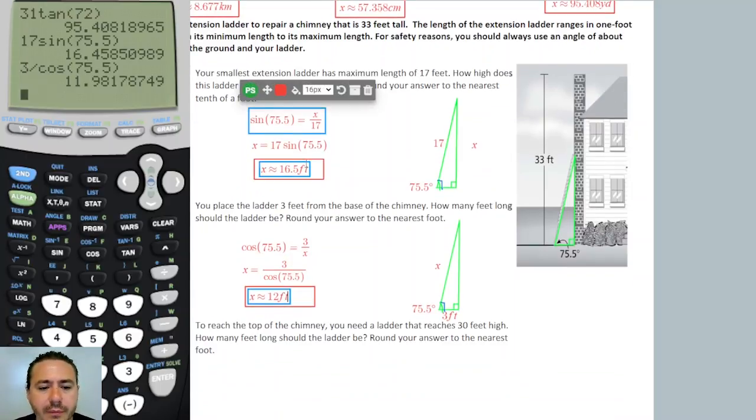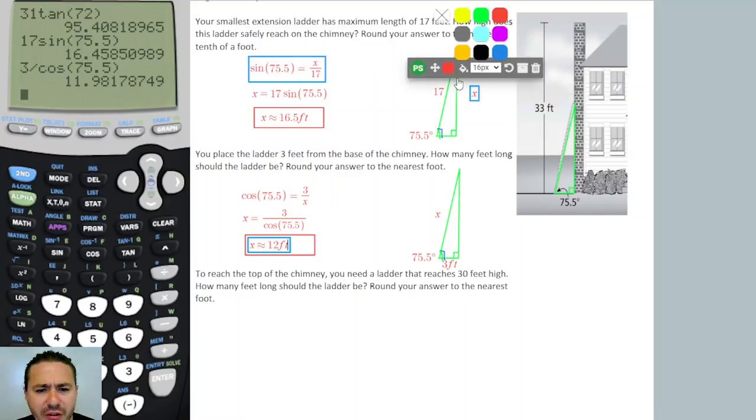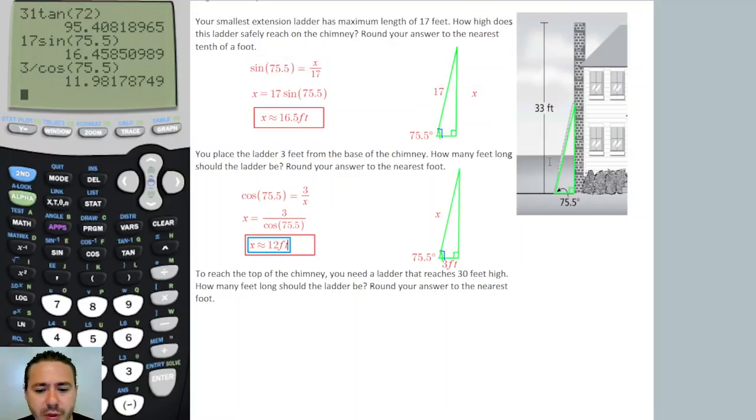Part C here says, to reach the top of the chimney, you need a ladder that reaches 30 feet high. I thought it said 33 feet. Okay. Oh, to reach, yeah. So if you were standing at 30 feet, you could reach the top. Okay, that makes a little bit more sense. So to reach the top of the chimney, you need a ladder that needs to be at least 30 feet. How many feet long should the ladder be?